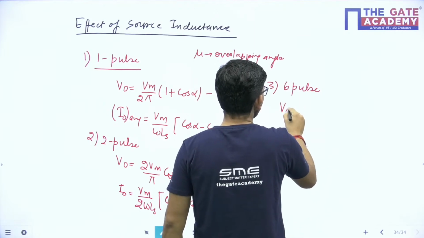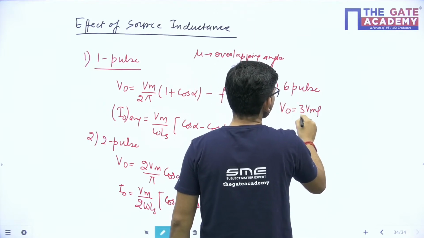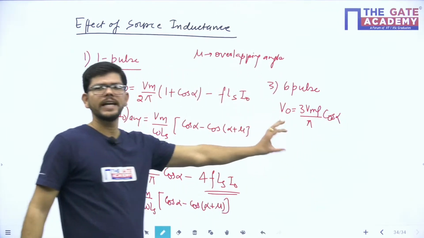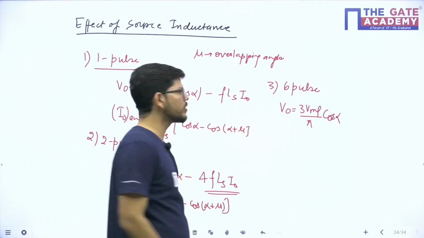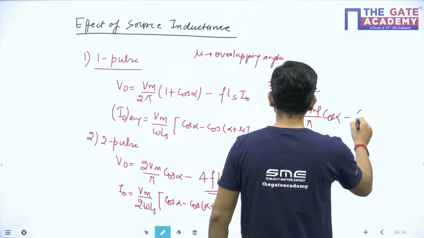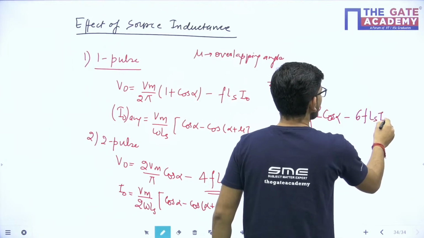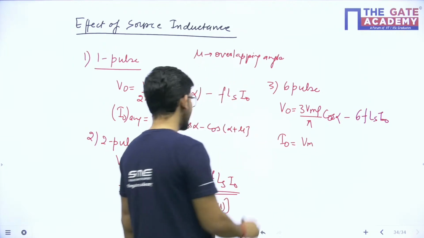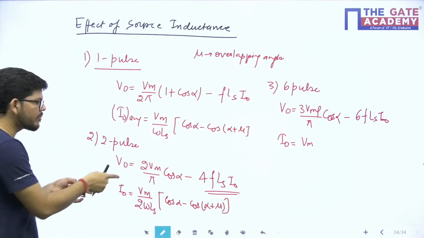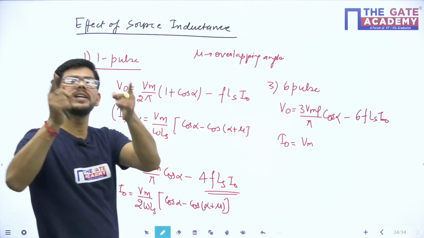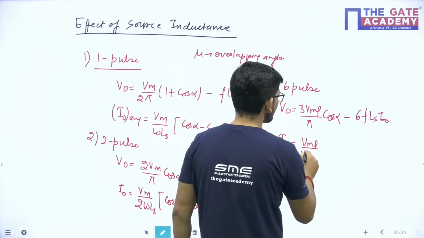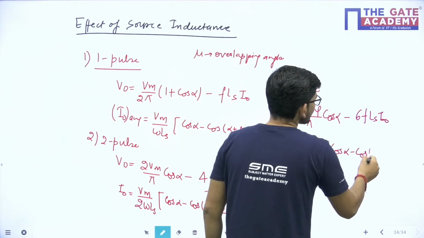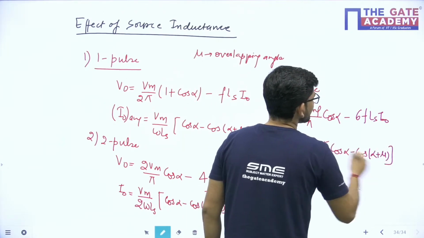So, in a 6 pulse converter, you know what is the value of output voltage? It is equals to 3 VL upon pi cos alpha if there is no source inductance. But if there is source inductance, what you will do? You will just subtract 6 FLS I naught from it, and you will get the output voltage. Output current will remain same as you have in case of 2 pulse converter, but now Vm will be converted into VL. So we will be having VL upon 2 omega Ls, cos alpha minus cos alpha plus mu.